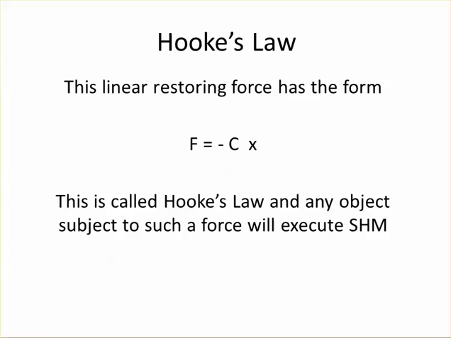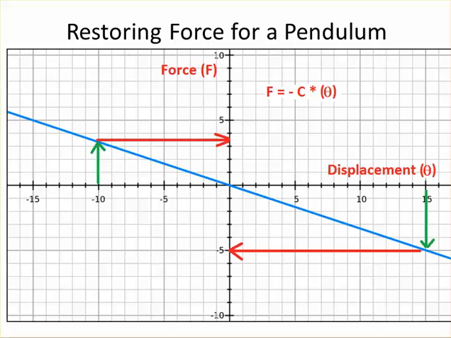Force equals minus kx is associated most often with a mass on a spring, but we're going to be seeing a slightly different form. So I'm going to leave it as c for right now. This is called Hooke's law, and any object subject to such a force will execute simple harmonic motion.